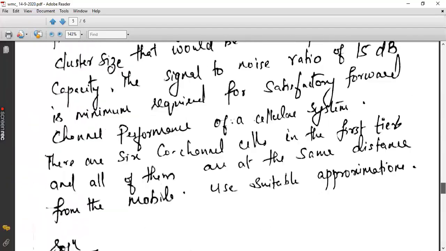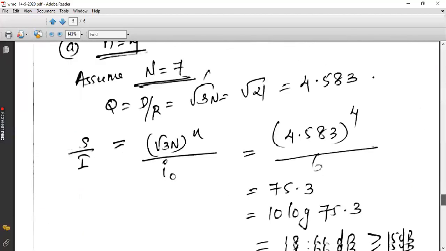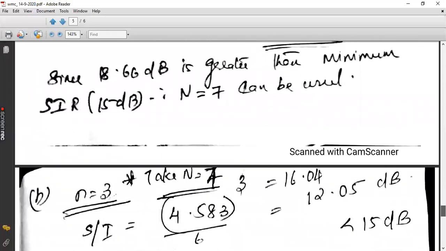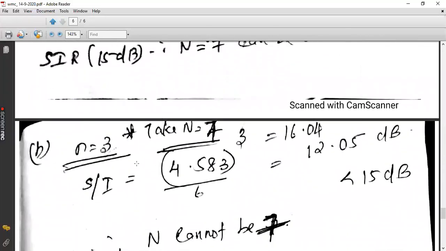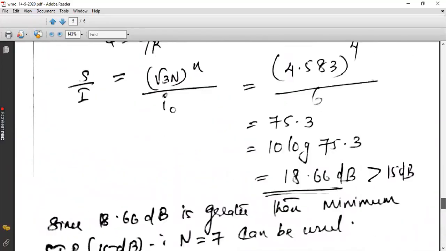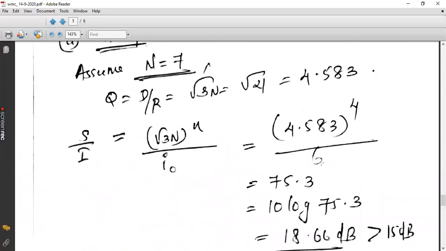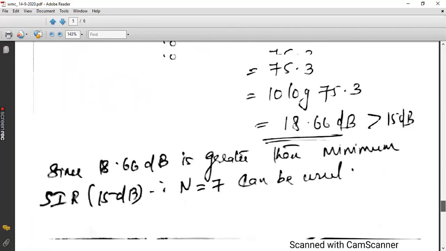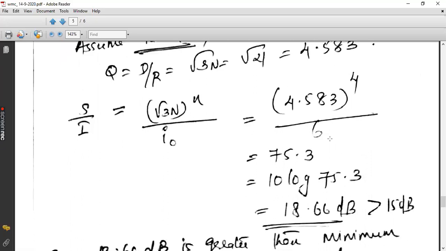Coming to case B, what is case B? For n equal to 3, we are going to see if the conditions can be satisfied or not. Again we'll take capital N as 7 itself. If capital N equals 7, it is understood that Q is 4.583, because from the previous case, when capital N is 7, the reuse factor is root of 21, that is 4.583. That you will substitute over here and you will find the S by I ratio. The only difference is that instead of 4, you will have 3.